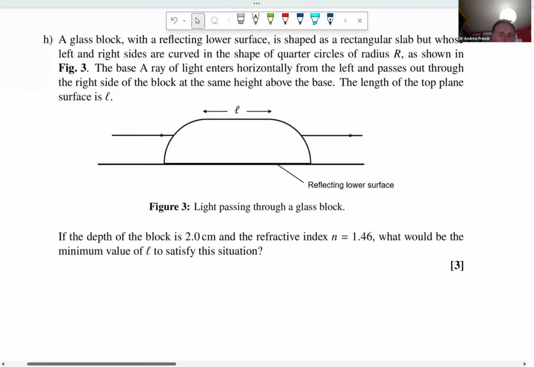So the tricky bit about this, I think, is how to start. We've got a glass block, right? It's a rectangular slab, but we've got kind of curves. So you've got a curvy rectangular block, with nice circularly curved ends, stuck on a reflecting lower surface, all right? And we've got some light coming through it. The light ray, I'm going to make that red, is here, and it's coming out at this point. Right, so how is that going to work?